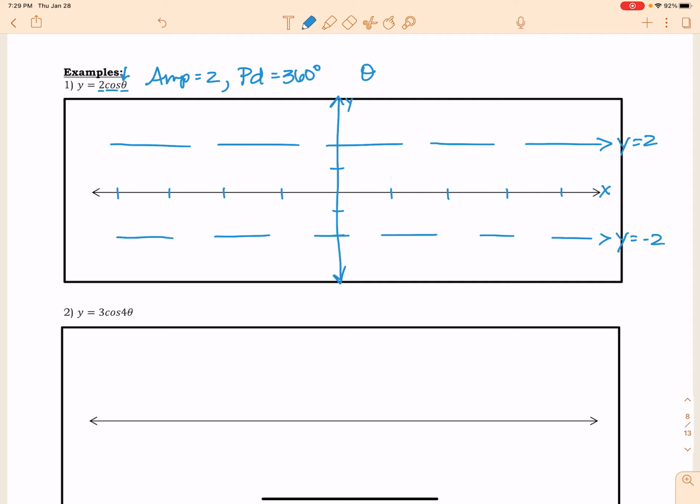And since the period is 360 and we are going to graph 2 cycles, that means that one cycle will take 360 degrees and so will the other one. So we're going to graph one on either side of the y-axis. So 360 divided by 4 is 90. And then of course to the left, I'm just using negative values.